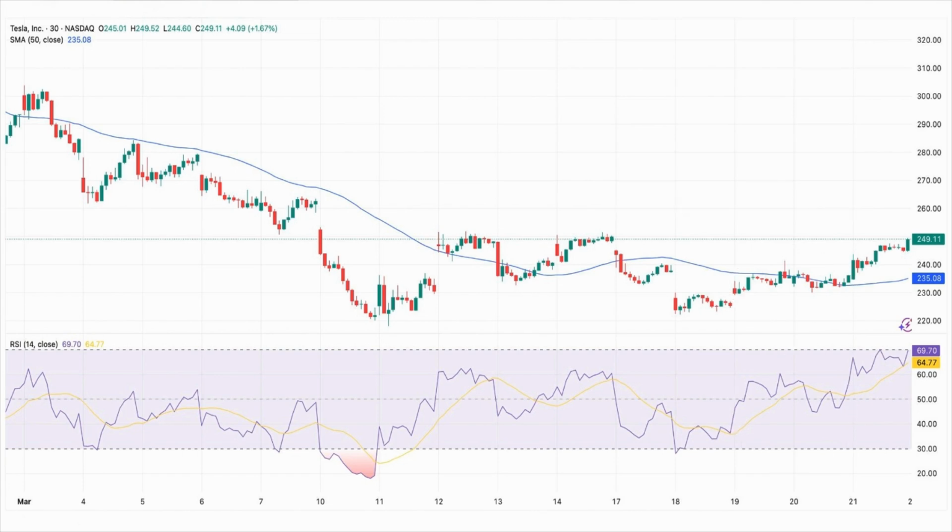By March 21st, we see the culmination of the bullish interaction. Tesla trades well above its 50-day SMA at $249.11, with the RSI reaching 69.70, approaching, but not yet at, overbought levels. This interaction suggests strong bullish momentum with potential for continued upside.